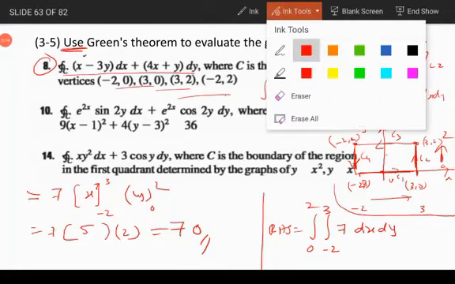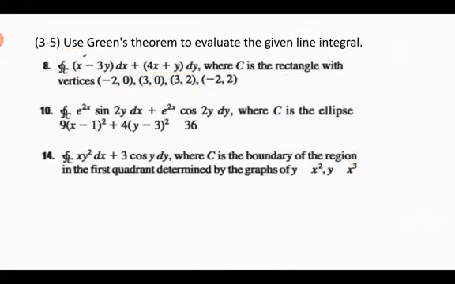Problem number 10. This is P and this is Q. C is the ellipse 9 times (x minus 1) whole square plus 4 times (y minus 3) whole square. So only one ellipse on the left hand side, and in the right hand side, one region. We will see. First, let's take problem number 10.